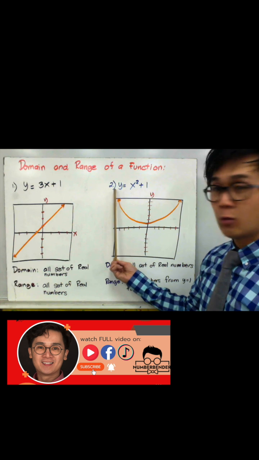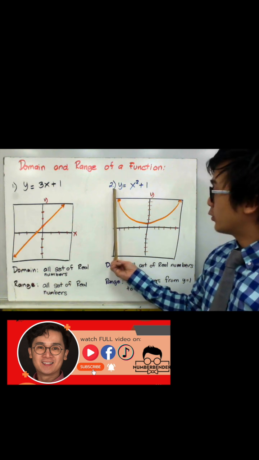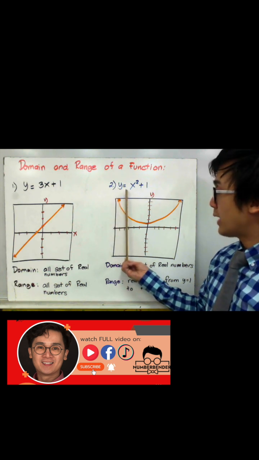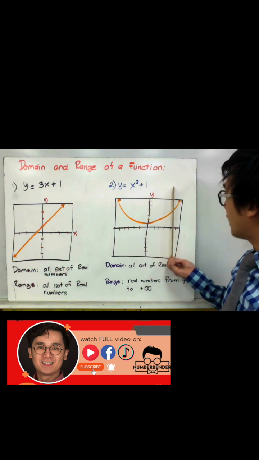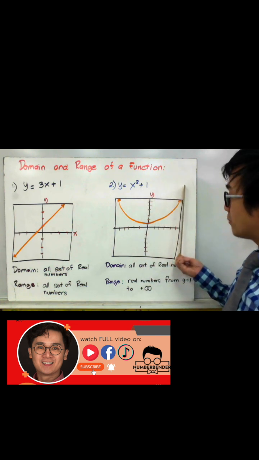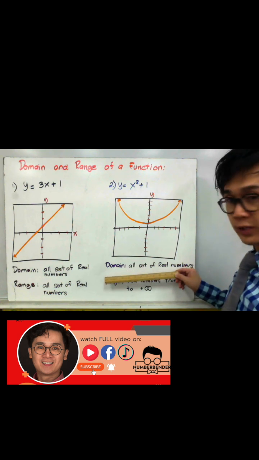So let's see what the domain of the function is using our ruler. If we're moving our ruler from left to right, we know that we are touching every point on that particular graph. That means the domain will be all set of real numbers.